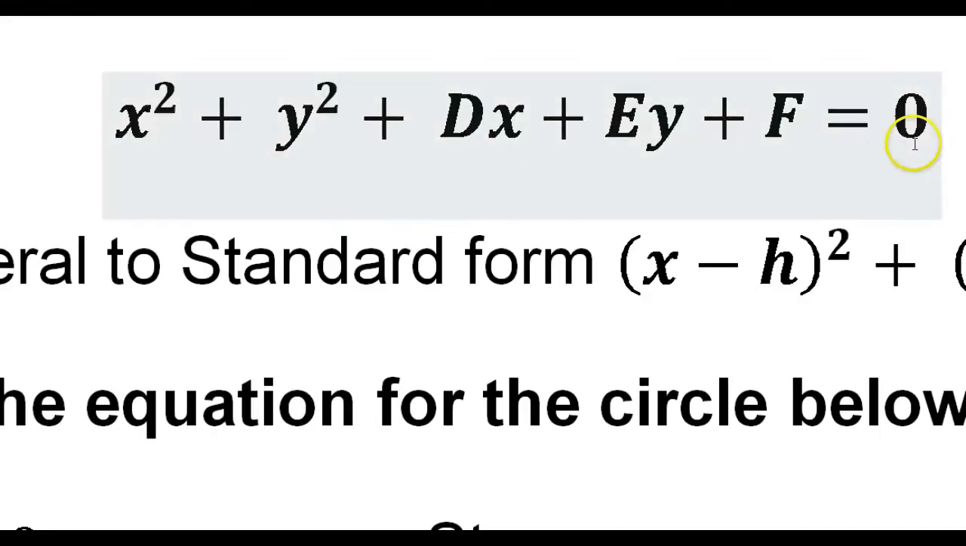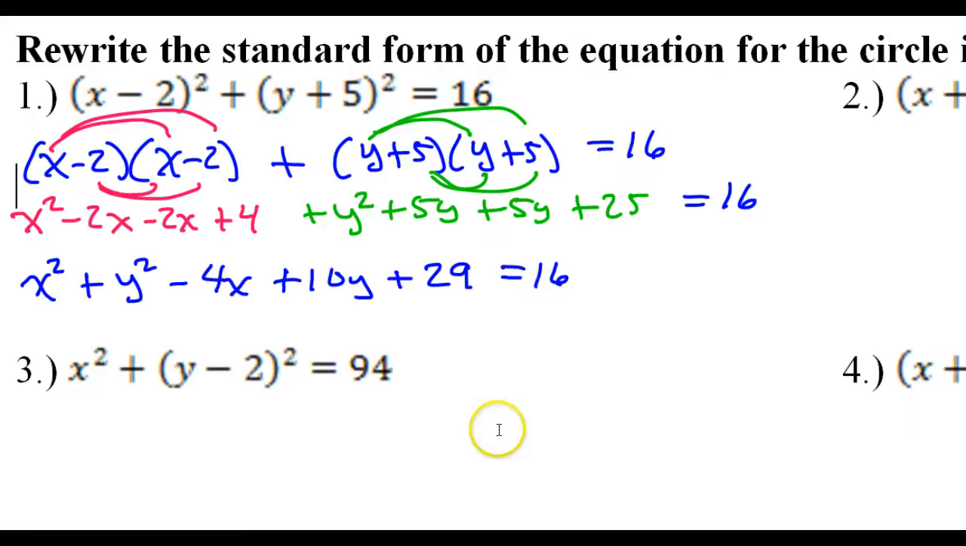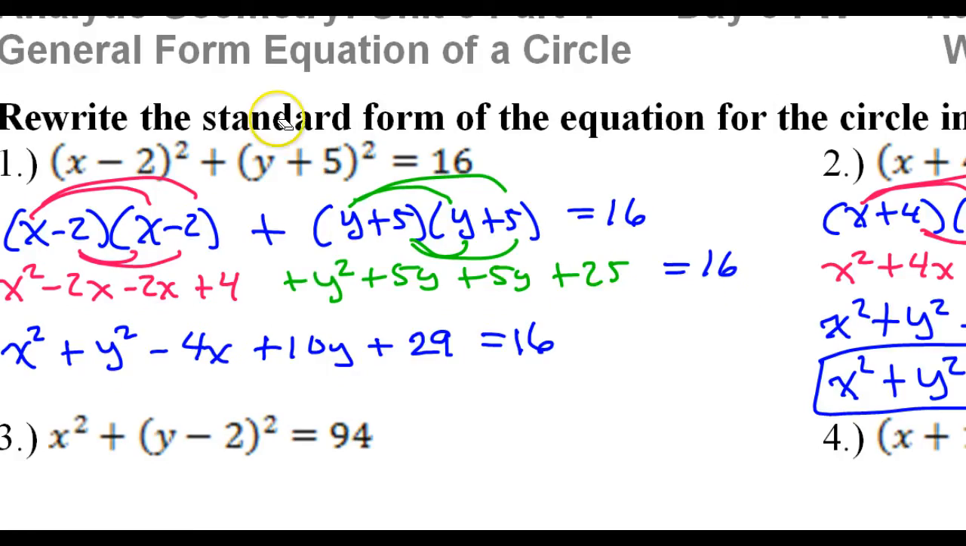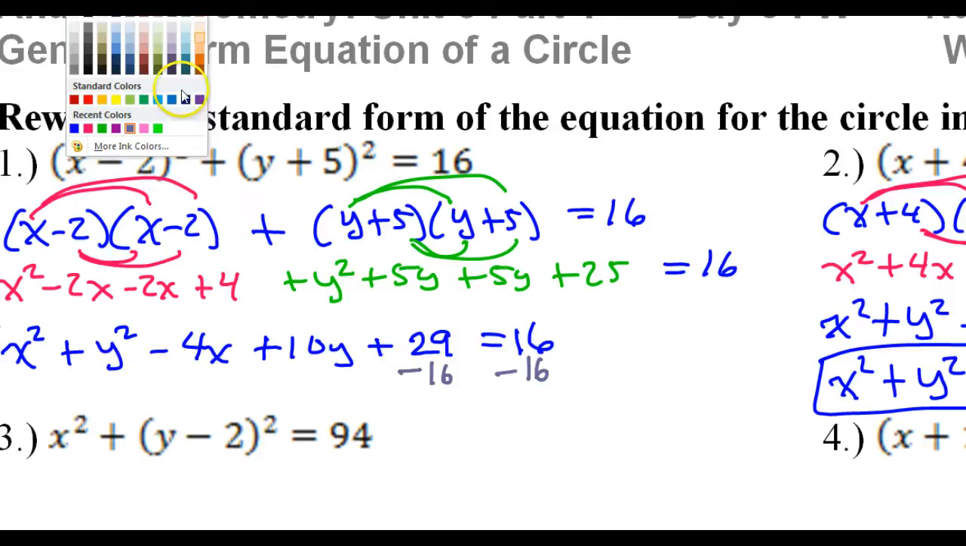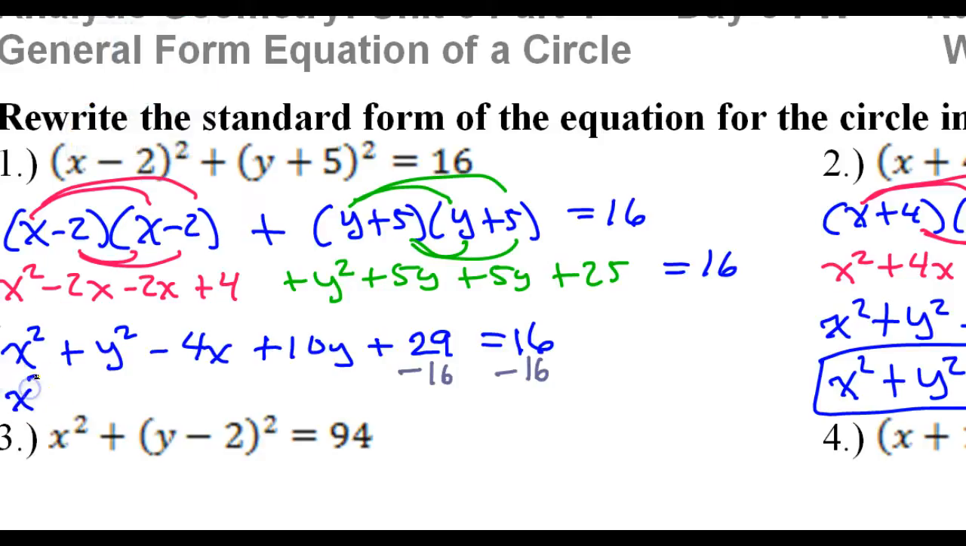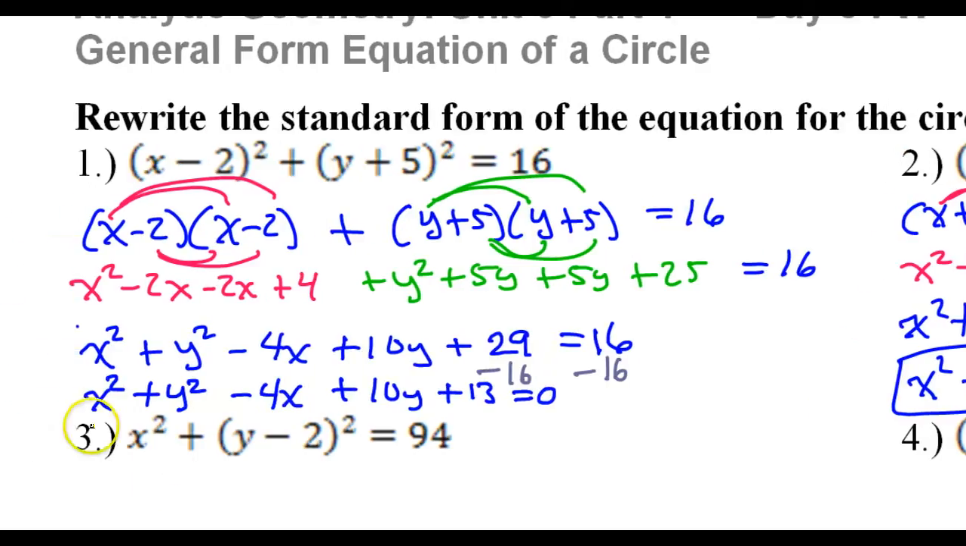Now for general form, we need 0 on one side. So I also need to subtract the 16 from both sides. If I subtract 16 from both sides, that's going to give me the final answer. So I'm going to have x squared plus y squared minus 4x plus 10y plus 13 equals 0. So this is the general form equation of the circle.